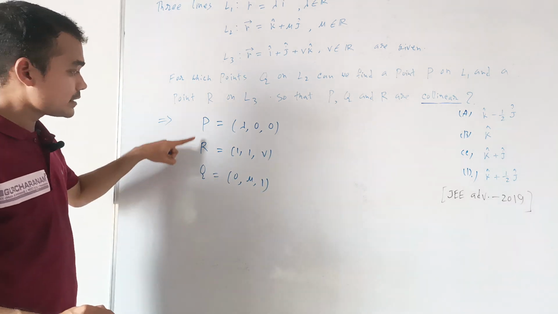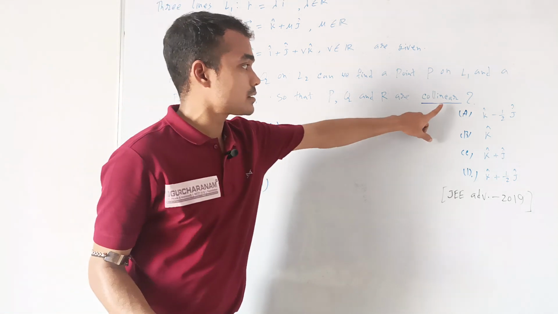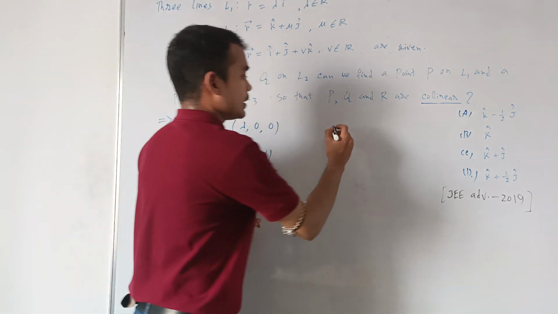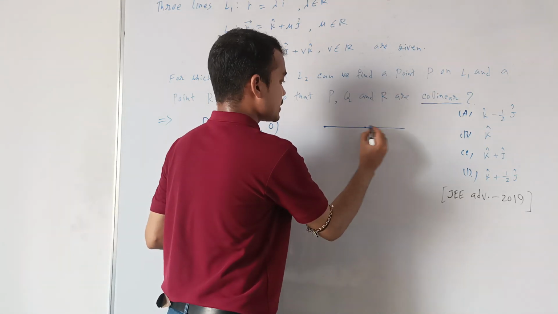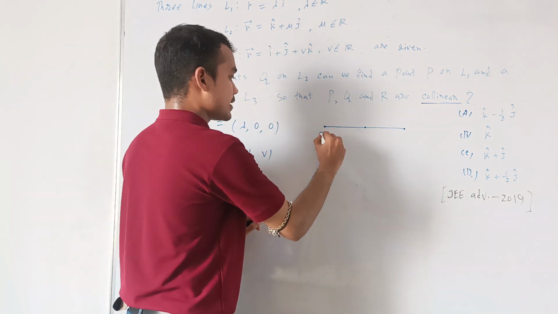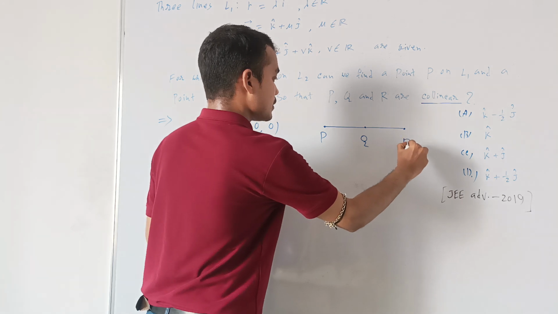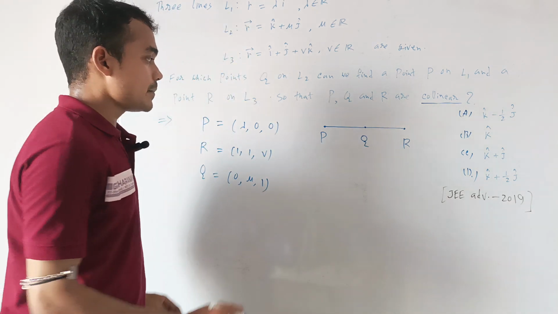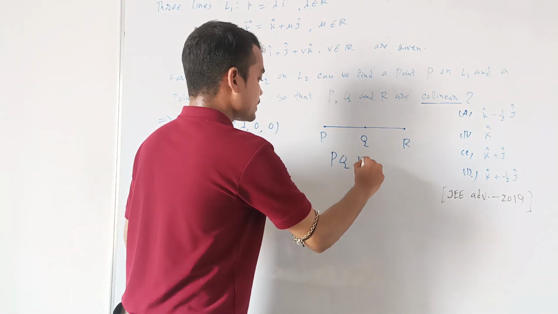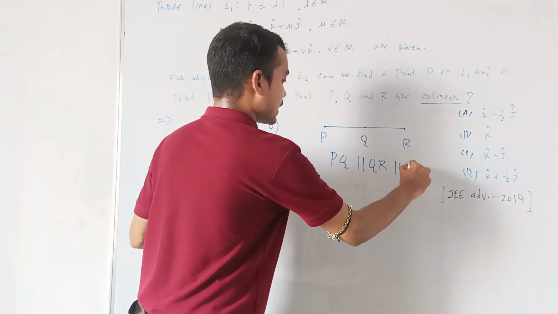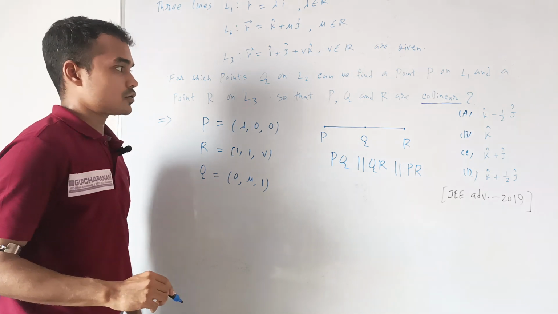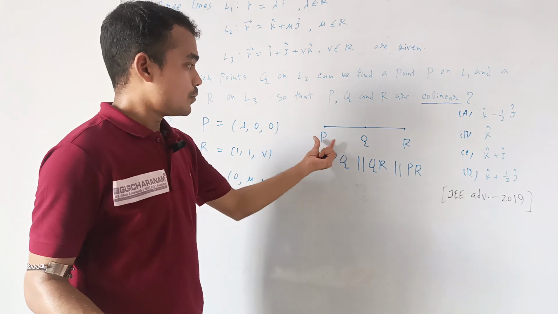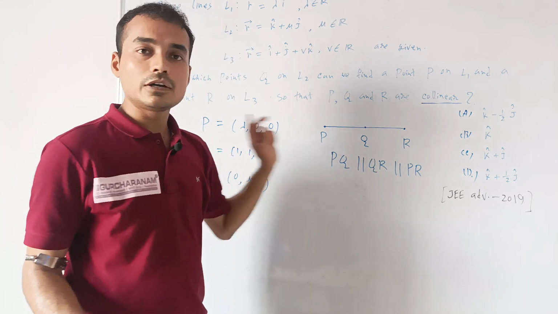Okay. So here the question says that these 3 points are collinear. Collinear means these 3 points lie on the same straight line. Suppose this is a straight line, and on this straight line the 3 points P, Q and R lie. So these 3 points are collinear means they lie on the same line. That means PQ is parallel to QR is parallel to PR. This implies that the 3 vectors are parallel to each other.